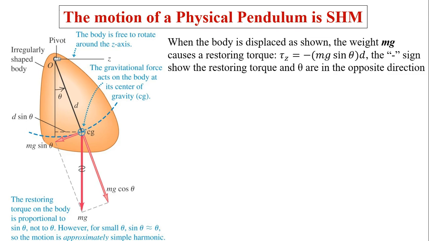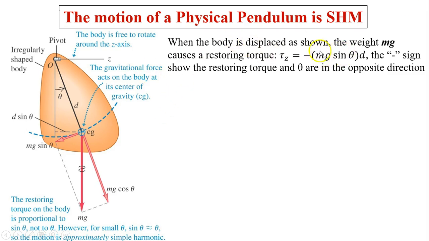Let's take a look at this irregular shaped body. It's free to rotate around the z-axis. The gravitational force acts on the body at its center of mass, center of gravity. The restoring torque on the body is proportional to sine theta. So mg sine theta is what makes this object rotate. However, for small theta, sine theta is almost equal to theta, so the motion is approximately simple harmonic.